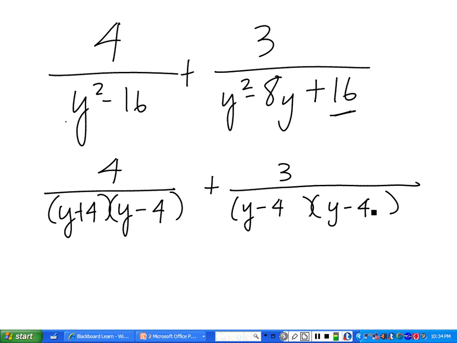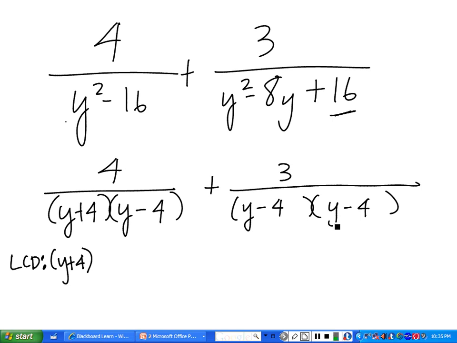Now, let's see what the LCD is. Look on the left side. We have a y plus 4, so I definitely need to get a y plus 4 on the right side. That's a part of my LCD. Then I've got a y minus 4, but I realized I have a y minus 4 on this side. Not only do I have a y minus 4, I have 2 of them.